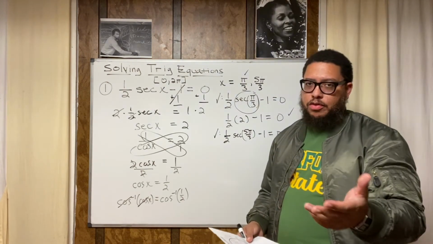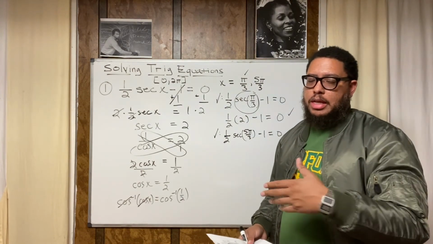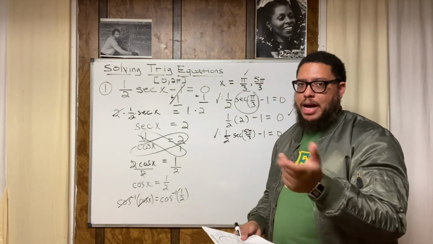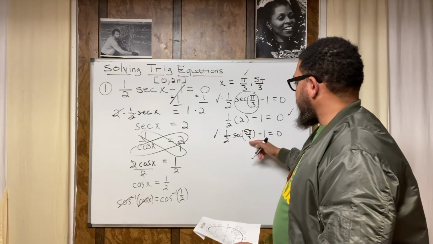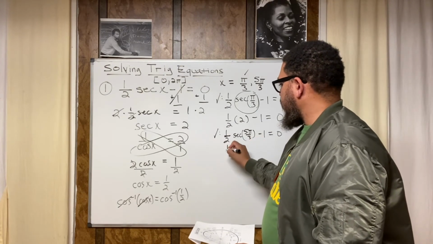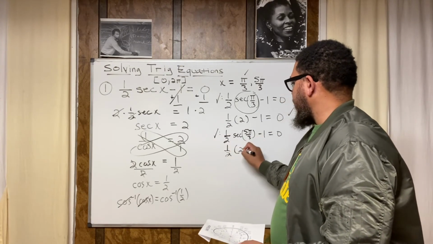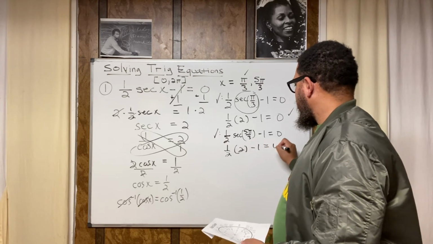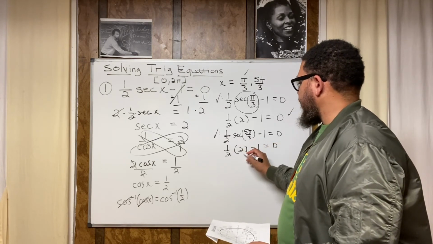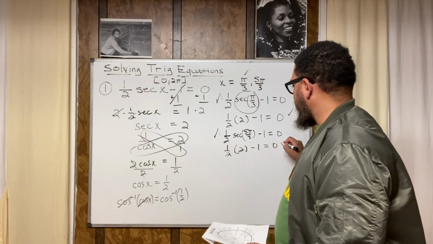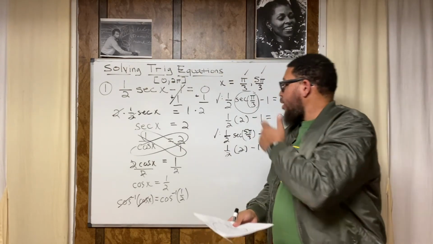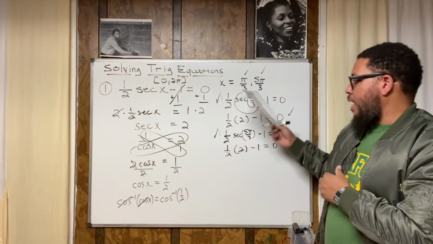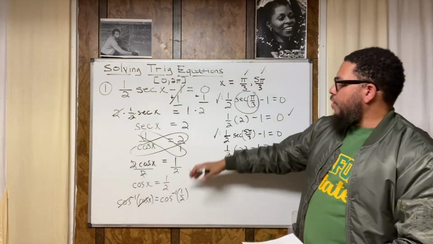The inverse of 1/2 is 2, right? The multiplicative inverse, not the additive, because the additive inverse is just when you switch the sign from positive to negative. But we're not doing that right here. So again, we got positive 2 for this. So that's why we know that this is going to be a true statement. So 1/2 times 2 is 1, and 1 minus 1 is 0. So these are good answers. These are both good answers. So these are our solutions, pi over 3 and 5 pi over 3.